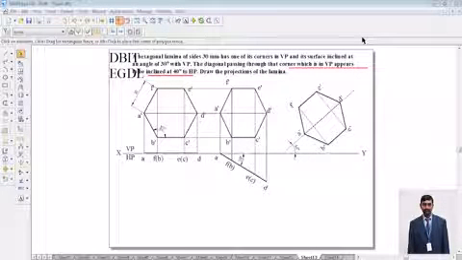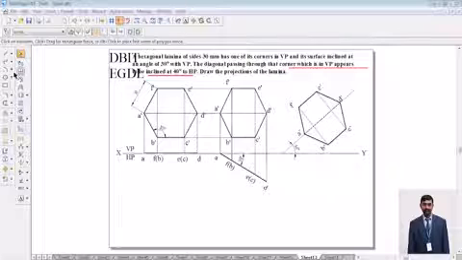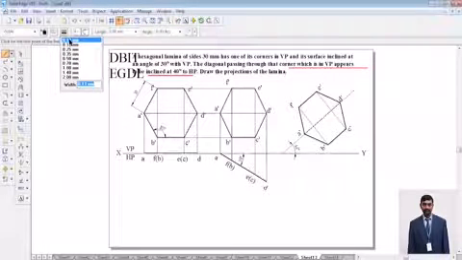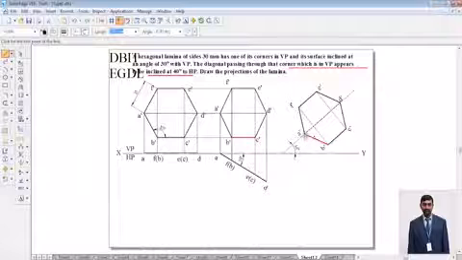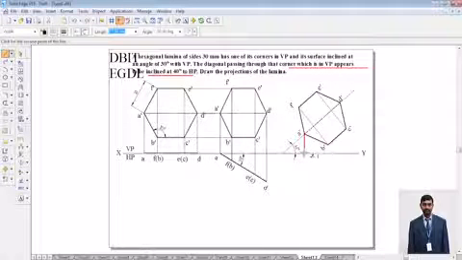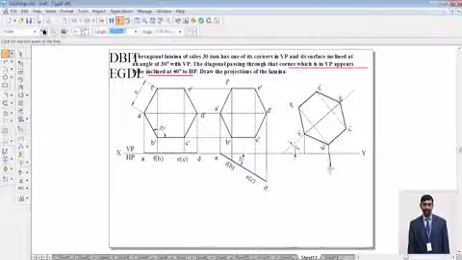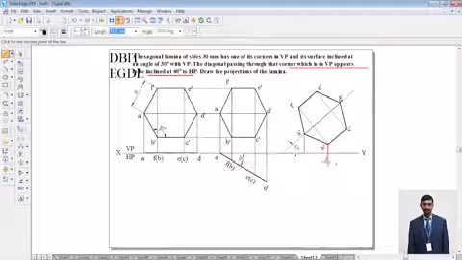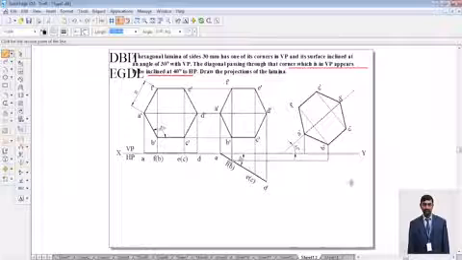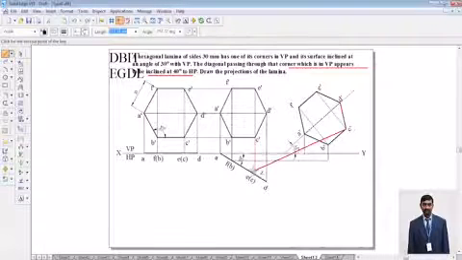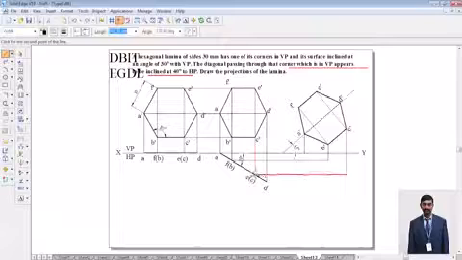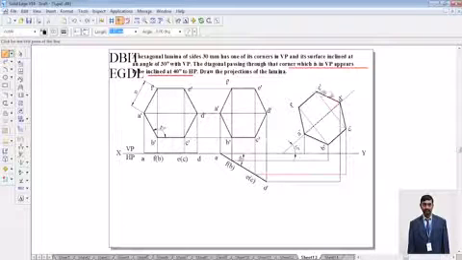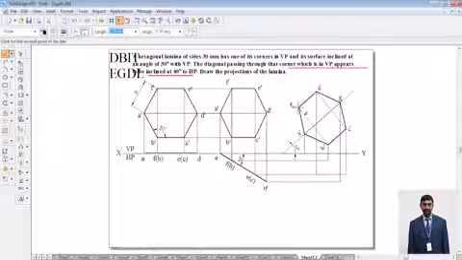Next we are going to draw the projection lines. For the projection lines, I'm taking a thin line. A, I'm going to end on the XY line. Next B, C, D, E is with C, and F.